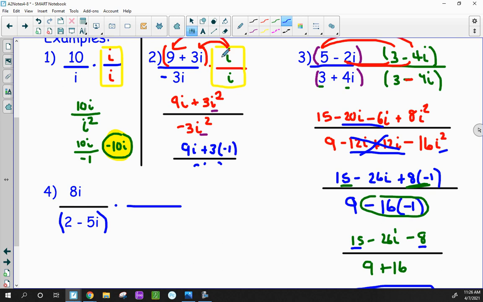I can't multiply by just i. I have to multiply by the conjugate on top and bottom. The conjugate of 2 minus 5i is 2 plus 5i. So that's what I'll multiply by.